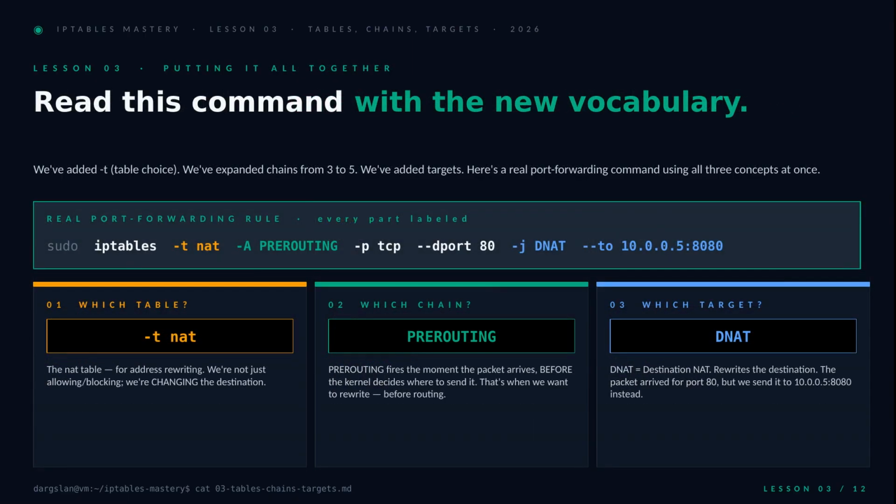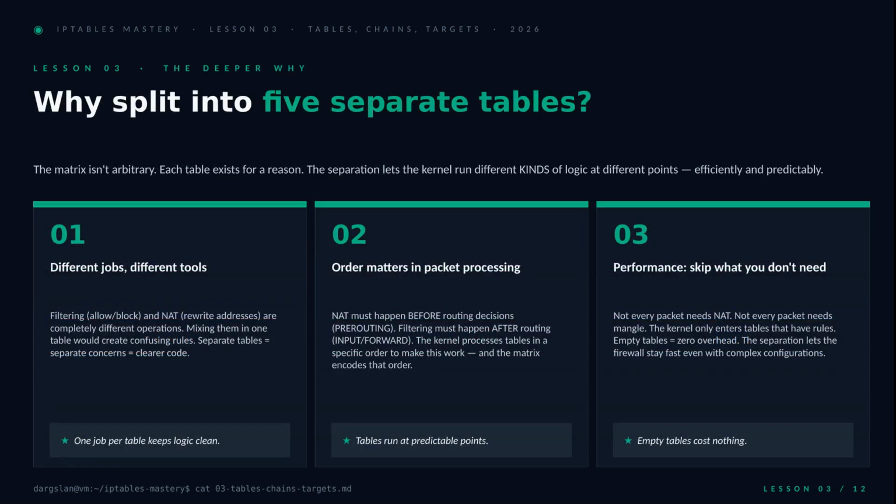So let's put it all together with a real command you'll actually type. Read it left to right with your new vocabulary. -t nat picks the table. We're rewriting, not filtering. -A PREROUTING appends to the chain that fires before routing decisions, which is exactly when you want to redirect. And -j DNAT is the target that does the rewrite, sending traffic that arrived for port 80 over to 10.0.0.5:8080 instead. Table, chain, target. 3 questions, 1 rule.